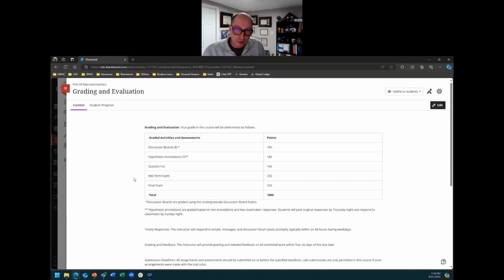Take a look at the point breakdown. This is a course of 1,000 points. 250 are for the midterm, 250 for the final. That's kind of a lot, yeah. For those of you who like the math, 25% midterm exam, 25% final exam. So that's 50% of your overall grade for the midterm and final. 16% goes to discussion boards, 18% goes to hypothesis annotations, and 16% goes to the quizzes.